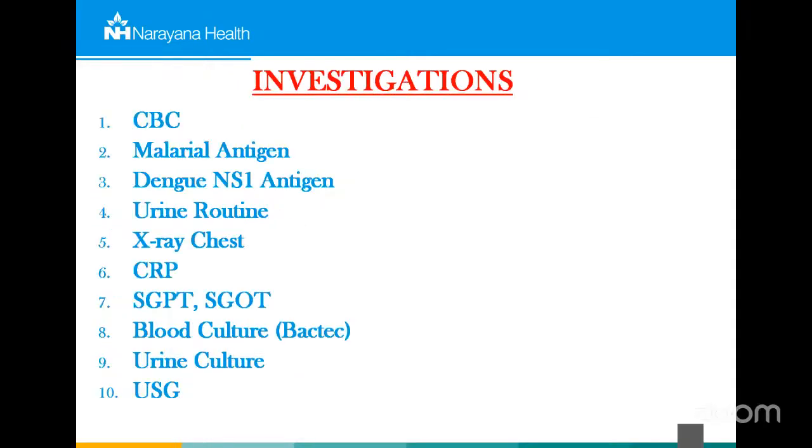CBC, the usual investigations, should be more than enough. A malarial antigen, not parasite, a dengue NS1, a routine urine, very important, a chest X-ray, a CRP, SGPT, SGOT, then if required, blood culture, BACTEC aerobic, a urine culture if the urine routine is abnormal, and an ultrasound for a hidden abscess somewhere, a liver abscess or a collection of pus.